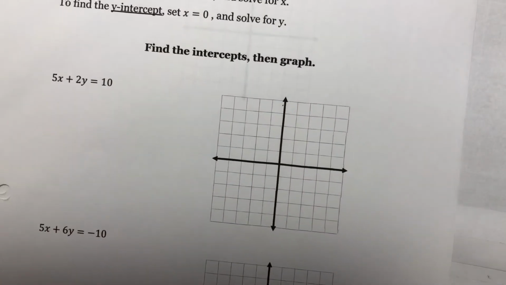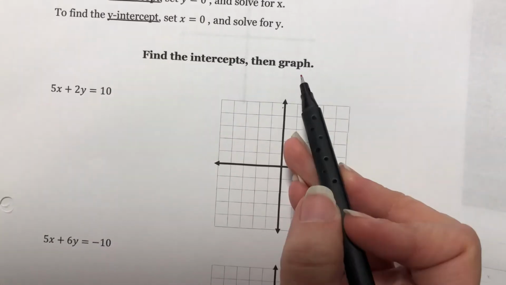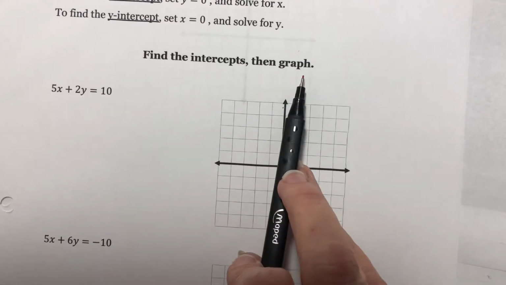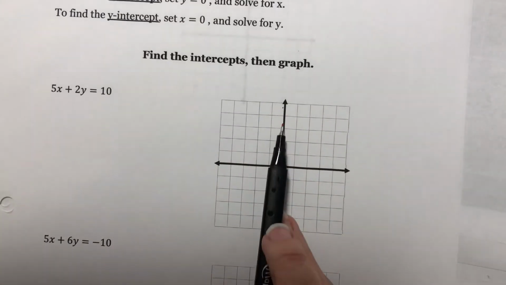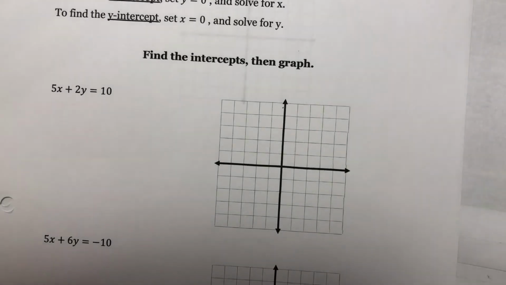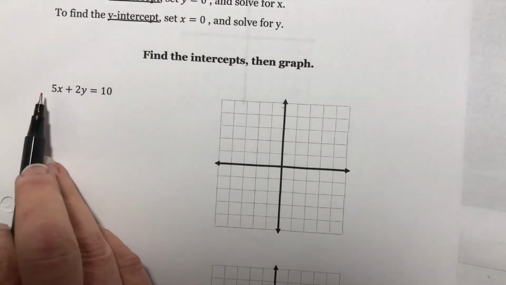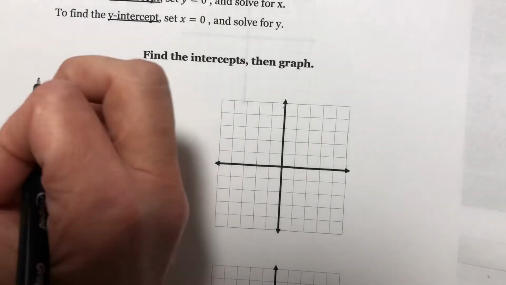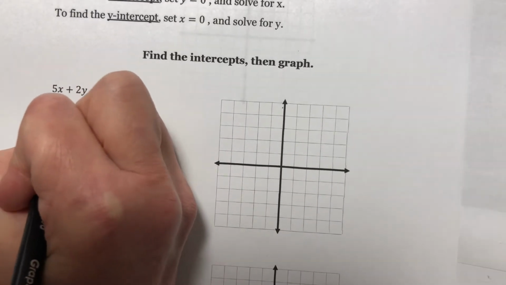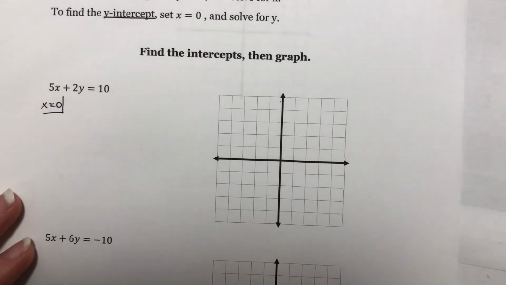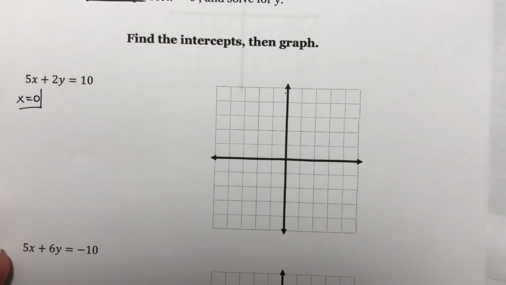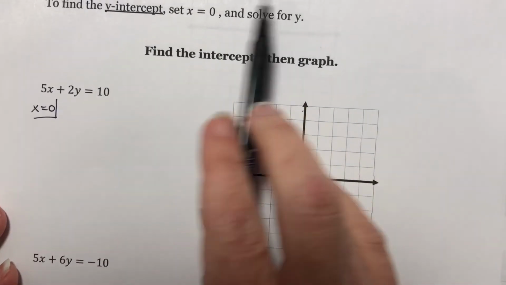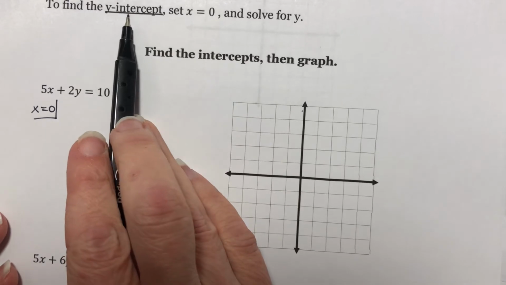So on these problems, we're asked to find the intercepts and then graph. Now you're going to have to list your intercepts separately. And in my math lab, if you're asked to find the intercepts, those are the points you have to use to get your graph done. So what we're going to do is plug in x's. It doesn't really matter which one you start with. So let's say x equals 0. I'm going to zoom in a little bit. If I set x equals 0, I'm finding the y-intercept.